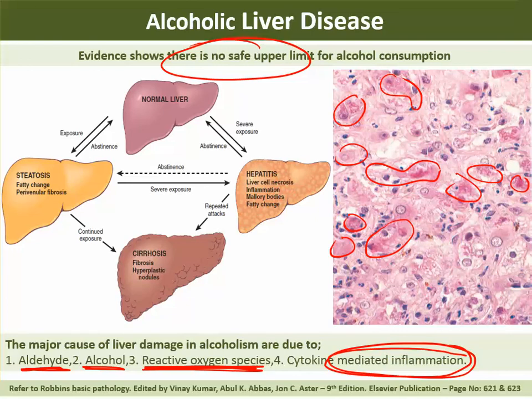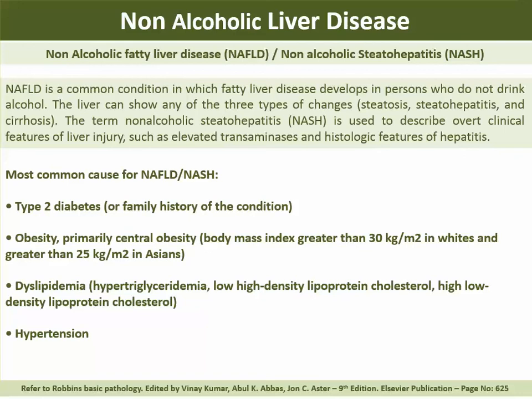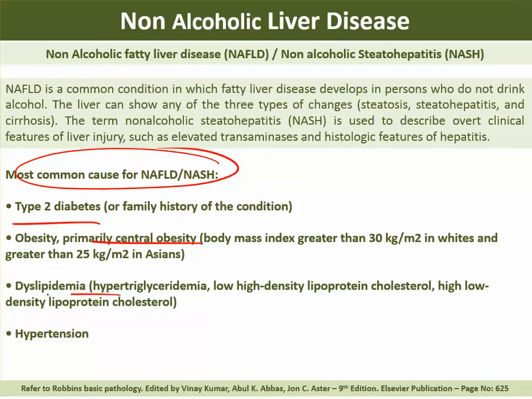Now coming to non-alcoholic fatty liver disease, the most common causes are type 2 diabetes, central obesity, dyslipidemia and hypertension. These are the major causes. The same process starts with fatty change, then hepatitis, then cirrhosis, and then it can develop into hepatocellular carcinoma. But most of the time non-alcoholic fatty liver disease stops at cirrhosis. It rarely converts into carcinoma.